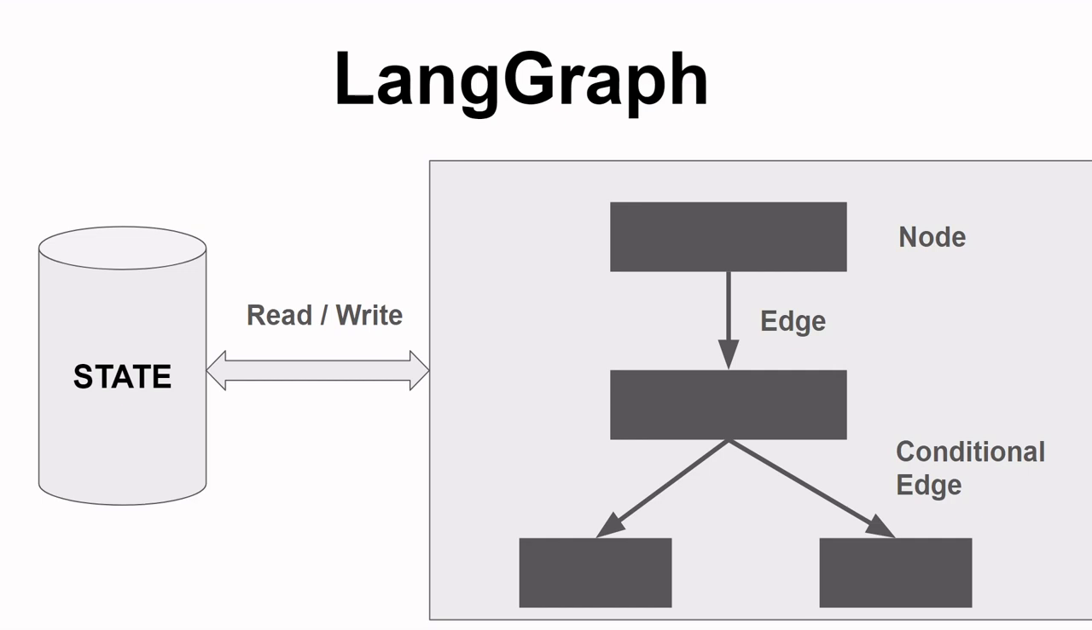Next one is an edge. It controls the flow of the workflow. So it determines which node is to be executed next. And there is a conditional edge. It determines which node is to be executed based on the condition.